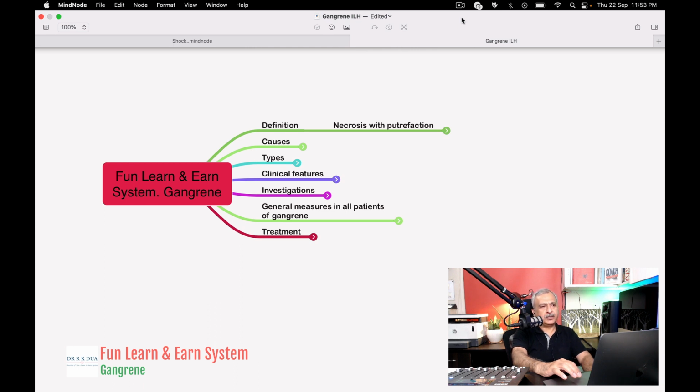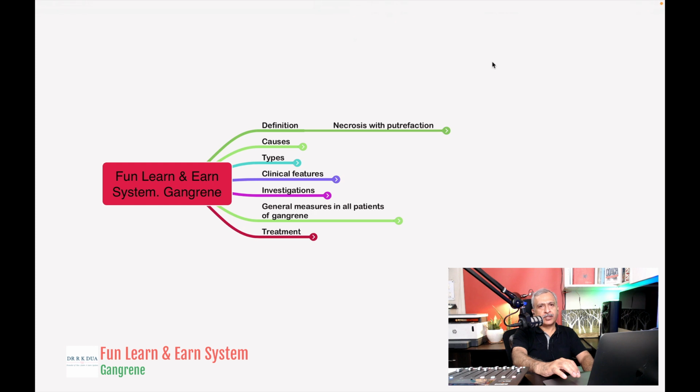So, today's topic is gangrene. What exactly is gangrene? Gangrene is basically the necrosis with putrefaction of the body tissues. So, what exactly is the cause? The main cause of gangrene is when nutrition and oxygen are not going to the tissues, and the tissues first undergo anaerobic respiration, and ultimately these tissues die.